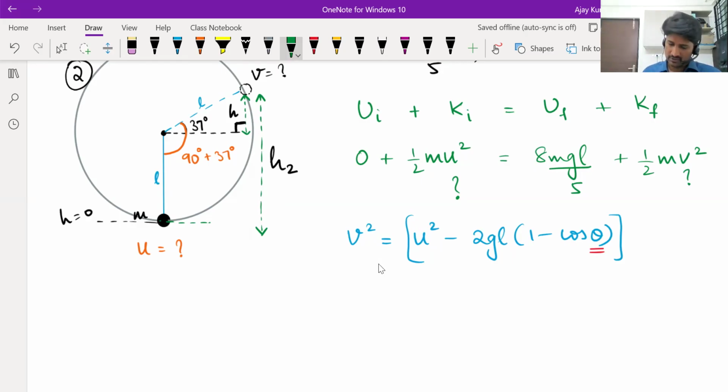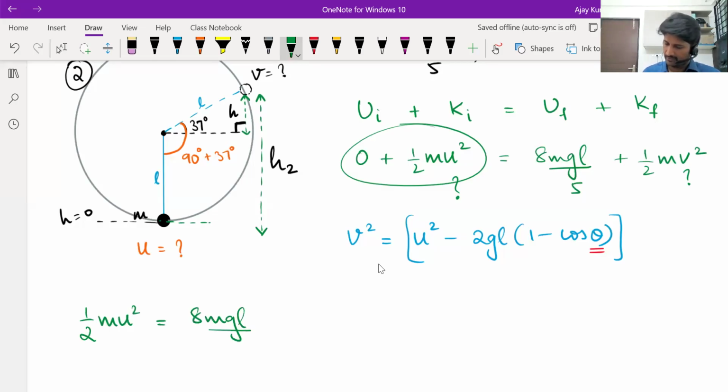Anyway, let's substitute all this now in mechanical energy conservation. So left hand side, we have half m u square. Right hand side, one term is 8 mgl by 5. The other term is half m v square. Now in place of v square, I'll put u square minus 2gl into 1 minus cos theta, where theta is 90 plus 37.